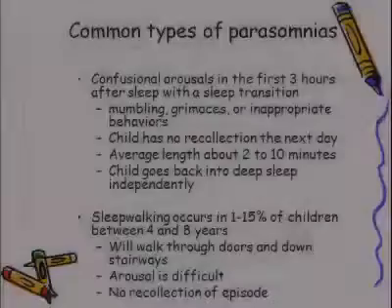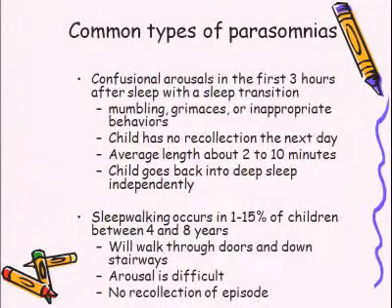So the common types are confusional arousal. That can happen in the first few hours after sleep. That's when a child mumbles or mutters or grimaces, doesn't remember it the next day, might have it happening for 2 to 10 minutes, but will go back down to sleep independently. So as parents, it's better for us not to get alarmed by that, let them go back down into that deep sleep.